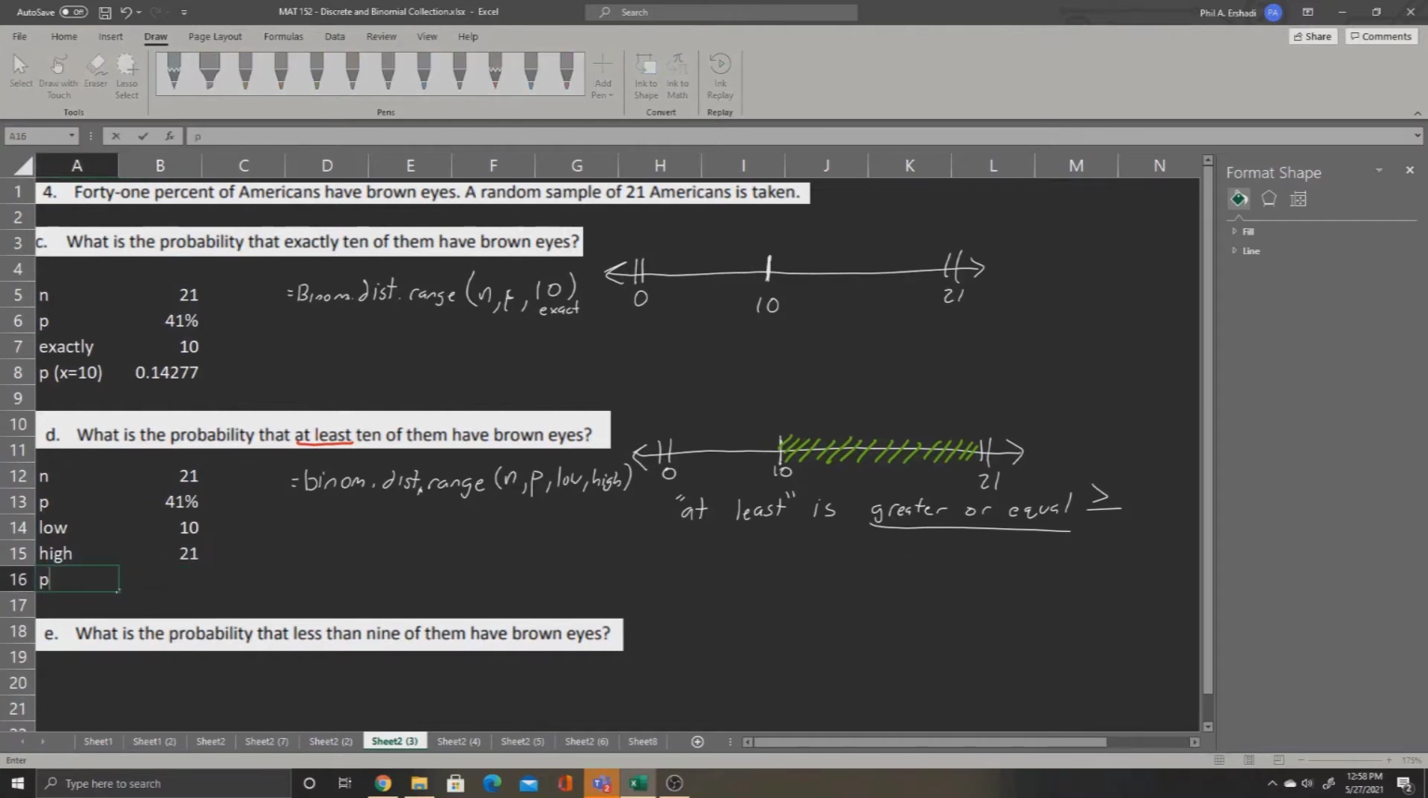So to find the probability that x is greater than or equal to 10, we say equals binom.dist.range. We click the n, comma, click the probability, comma, click the low, comma, click the high, close the parentheses, and when we press enter, we'll have 0.34276.